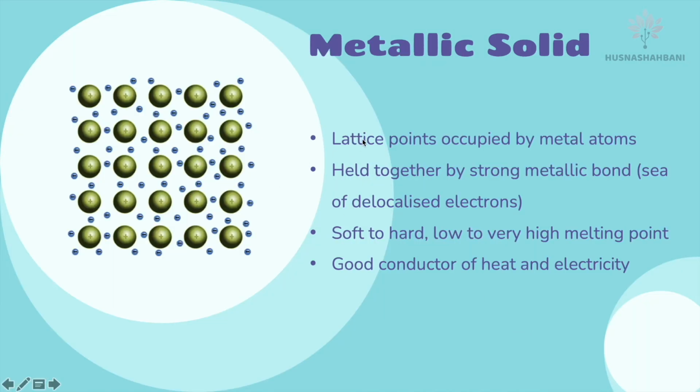Metallic solid: lattice points are occupied by metal atoms, so these are positively charged metal atoms. We know that a metallic solid is held together by a strong metallic bond, a sea of delocalized electrons. So all these electrons are mobile. Soft to hard, low to very high melting point, depending on the type of metal. Good conductor of heat and electricity.